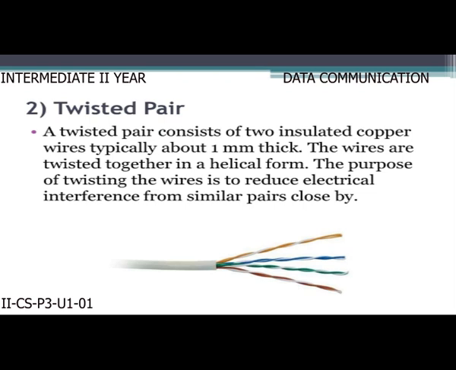Second is twisted pair. A twisted pair consists of two insulated copper wires, typically about 1 mm thick. The wires are twisted together in a helical form. The purpose of twisting the wires is to reduce electrical interference from similar pairs close by.